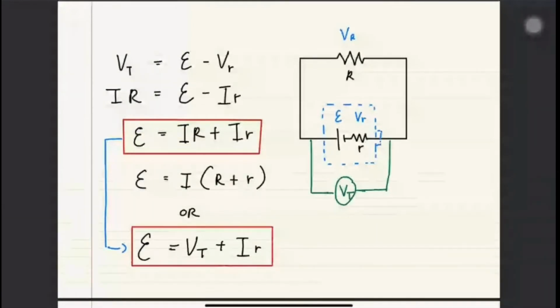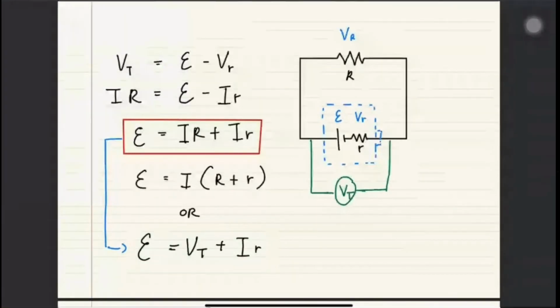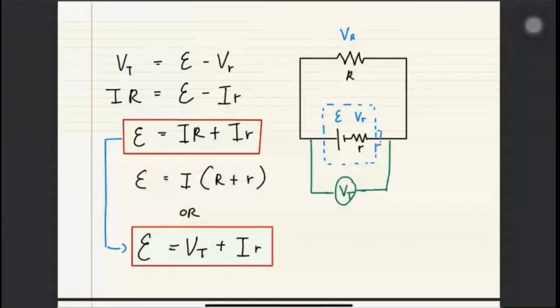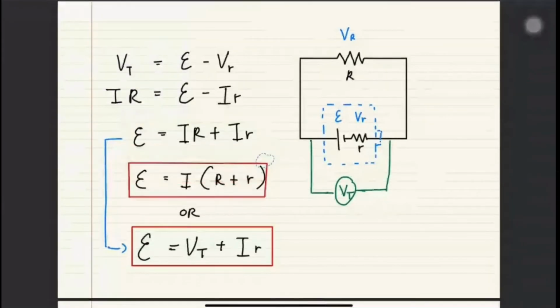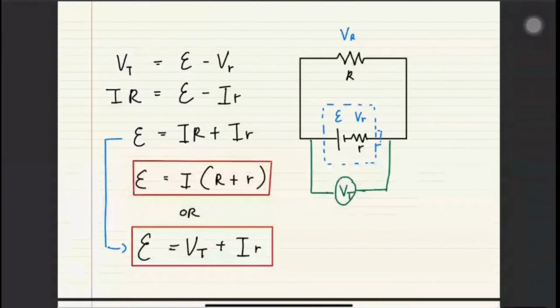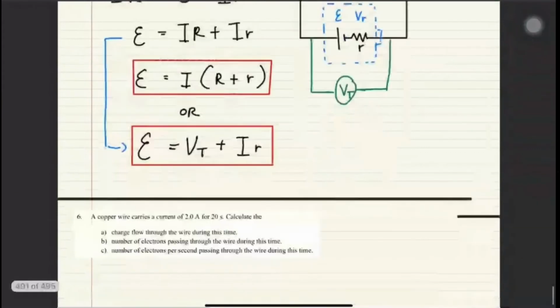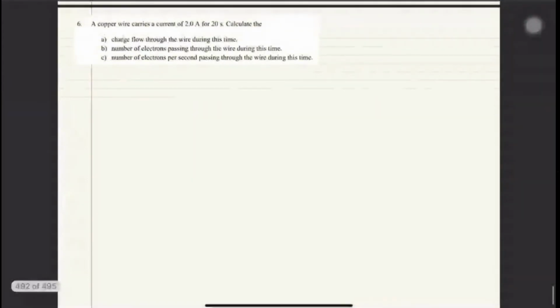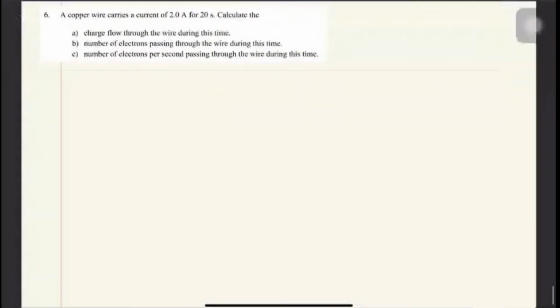Okay, masa bila nak guna yang atas, masa bila nak guna kat bawah, it depends on the information given. Saya rasa saya salah highlight. Okay, ada soalan tak? Tak ada sir. Okay, kalau tak ada soalan, kita cuba buat soalan, and then we can see whether we really understand the topic or not.